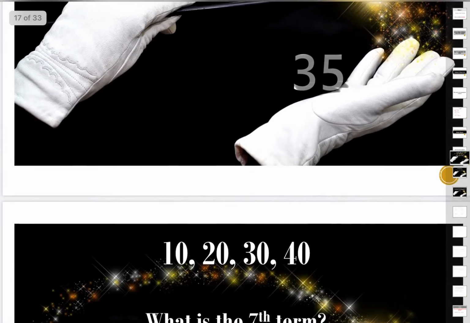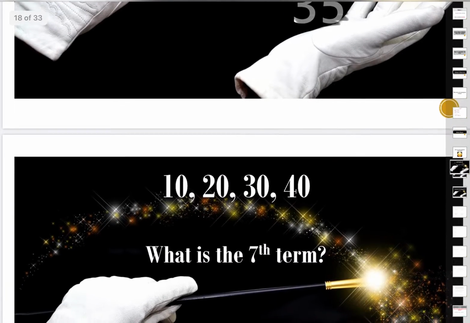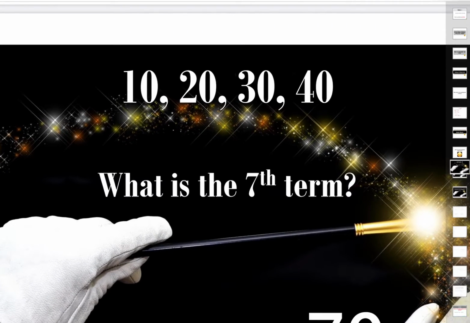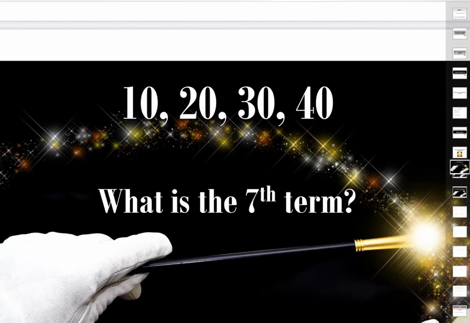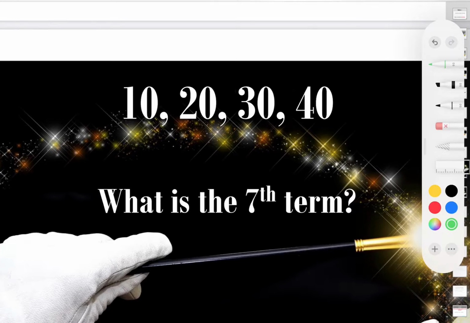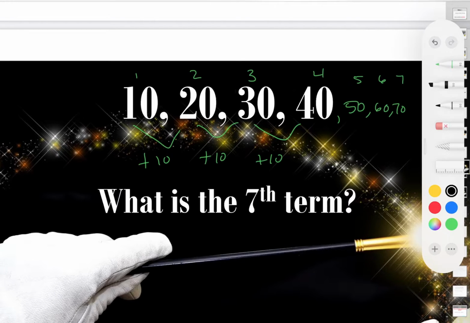Let's try that again. So this question here, how low can I go? Here we go. All right. What is the 7th number of this term? So let's see. Plus 10, plus 10, plus 10. So the next number would be 50, and then 60, and then 70. First number, second number, third number, fourth number, fifth number, sixth number. The 7th number is the number 70.